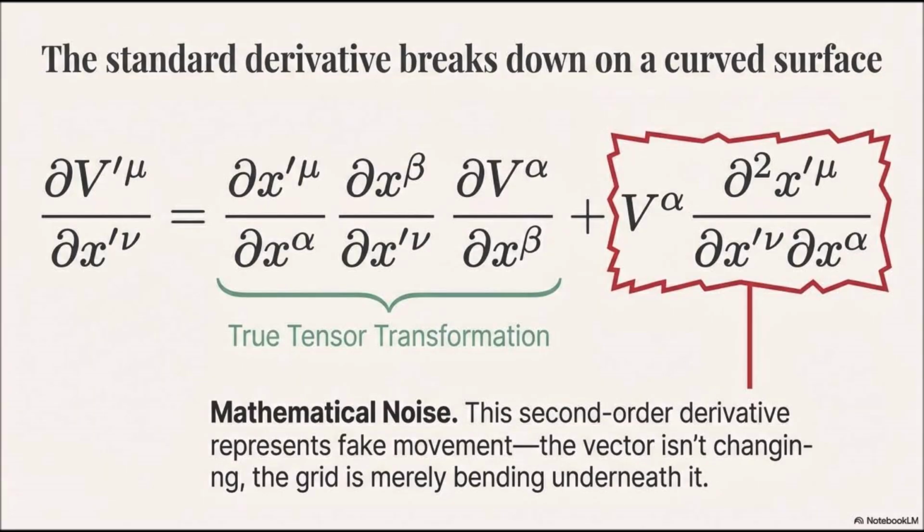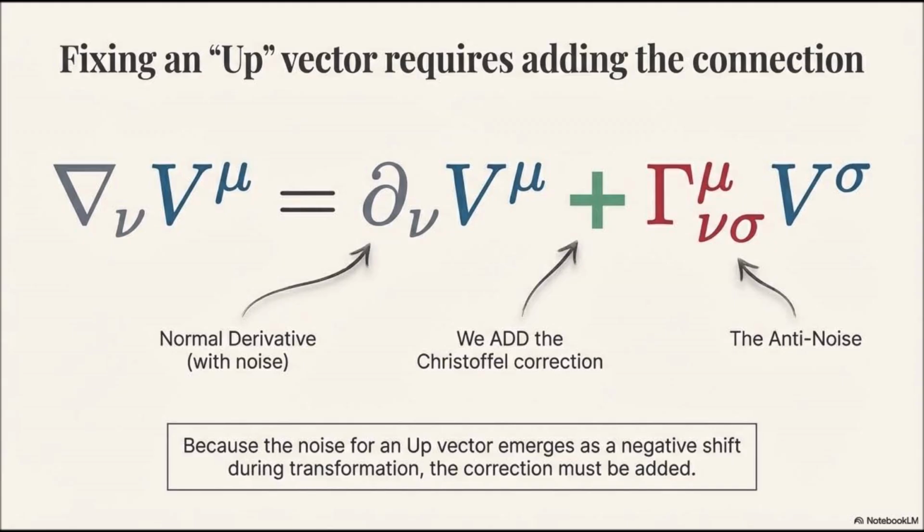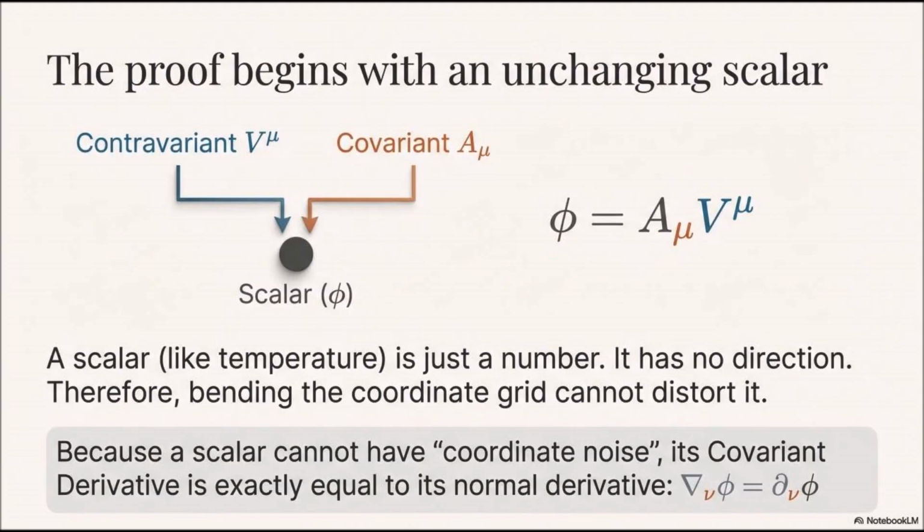The final expansion: the partial derivative of v prime superscript mu with respect to x prime superscript nu equals the partial derivative of x prime superscript mu with respect to x superscript alpha times the partial derivative of x superscript beta with respect to x prime superscript nu times the partial derivative of v superscript alpha with respect to x superscript beta, plus v superscript alpha times the second partial derivative of x prime superscript mu with respect to x superscript beta and x superscript alpha.